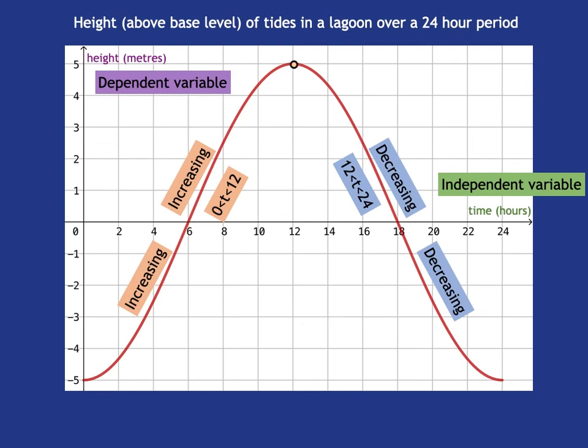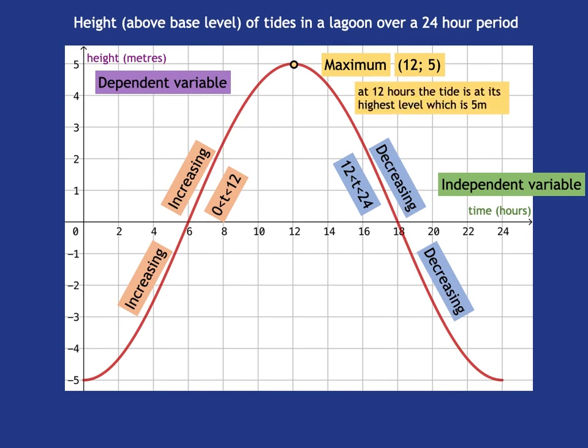We might also be interested in the highest point that we can see on the graph. We call that highest point the maximum point, and in this case the maximum point has the time value of 12 and the height value of 5. And what does that mean? Well, we can say in words, at 12 hours the tide is at its highest level, and that is 5 meters above the base level.